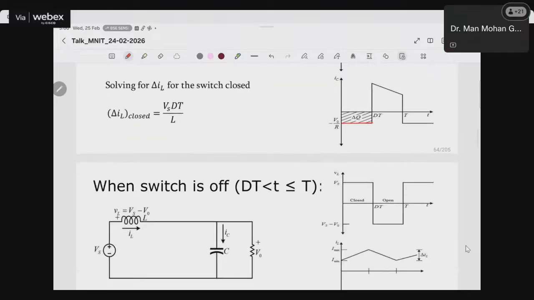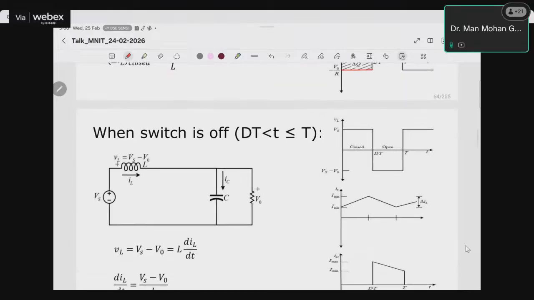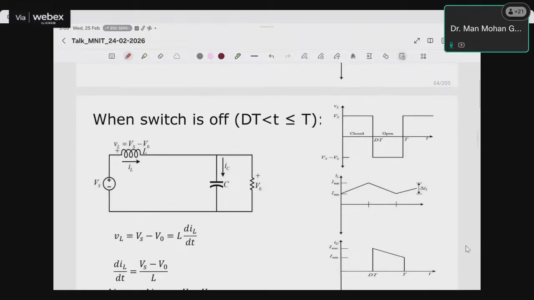Similarly, if I take case 2 when the switch is off, then VL is Vs minus V naught, right? So Vs minus V naught is equal to L di by dt. From here, dIL by dt is equal to Vs minus V naught upon L. Now you can see here Vs is less than V naught in a boost converter, so this slope is negative. It means current decreases in this mode.